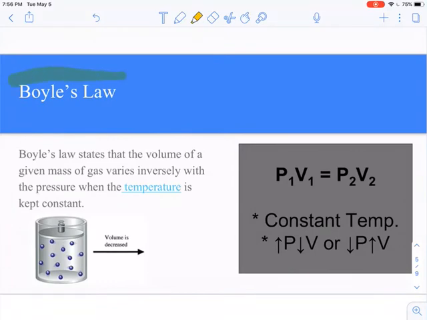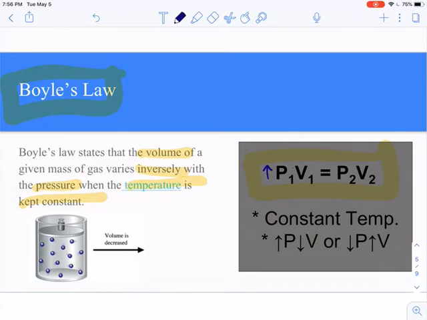Today, like I said, we're going to be focusing on Boyle's law. Boyle's law states that the volume of a given mass of gas varies inversely with the pressure when the temperature is kept constant. So our temperature is staying exactly the same, but Boyle's law looks at pressure and volume. If our pressure increases, our volume decreases. Again, inverse is the opposite.